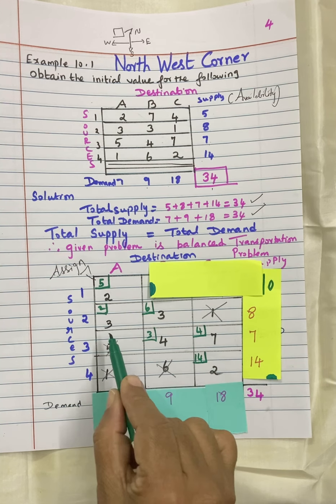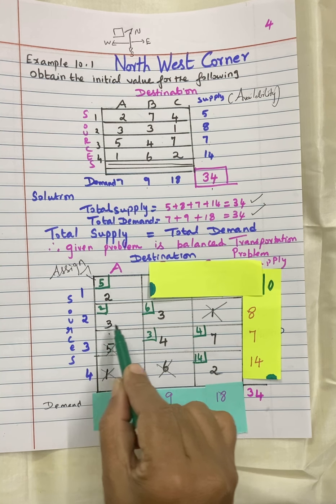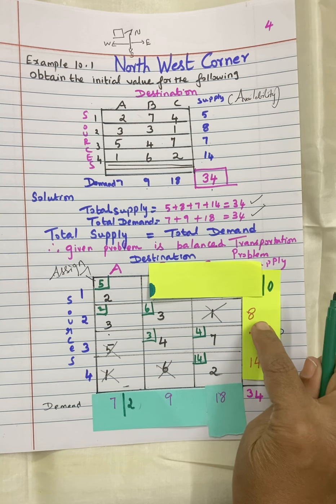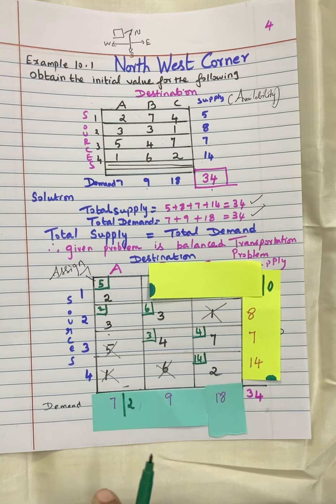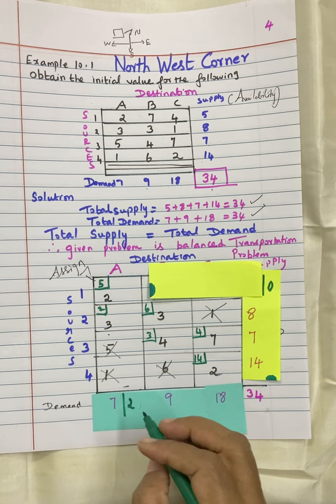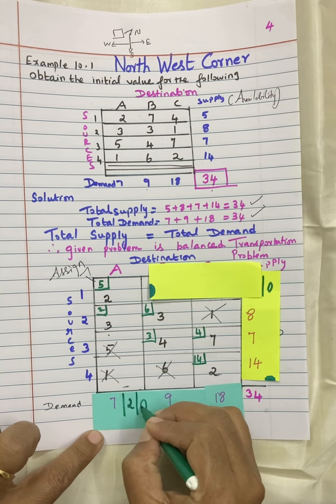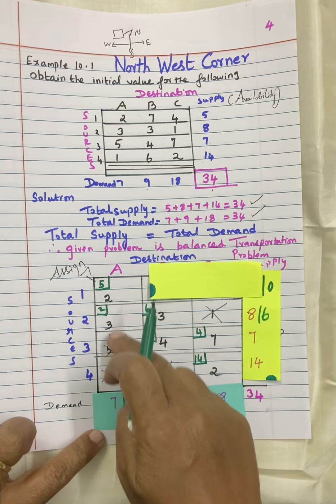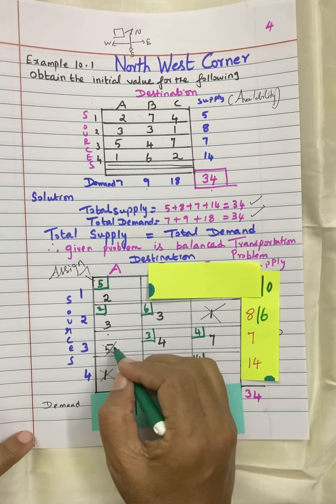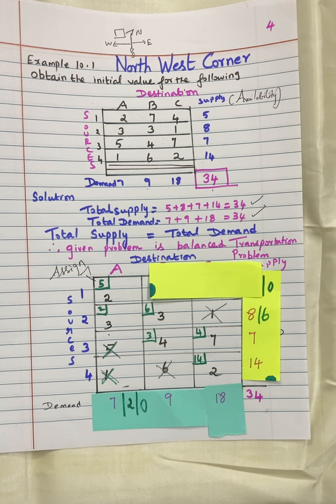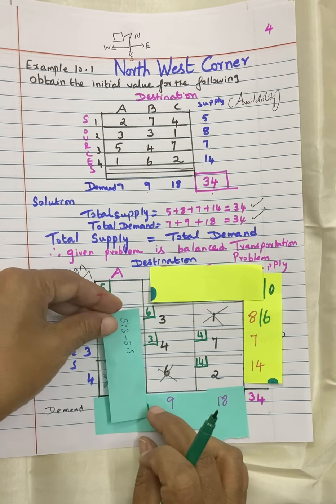In the remaining, the northwest corner is number 3. See the supply, see the demand. The demand is 2. The supply is 8. Take the lowest one. 2 is the lowest one. So I assign 2 to this northwest corner. So 2 minus 2 becomes 0. 8 minus 2 becomes 6. So this side becomes 0. So I close this column also. So this is over. Fully 0 it becomes.